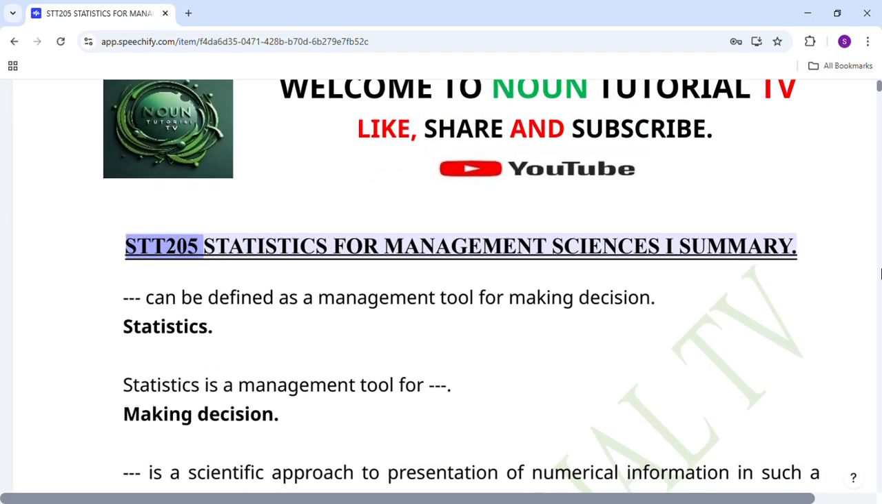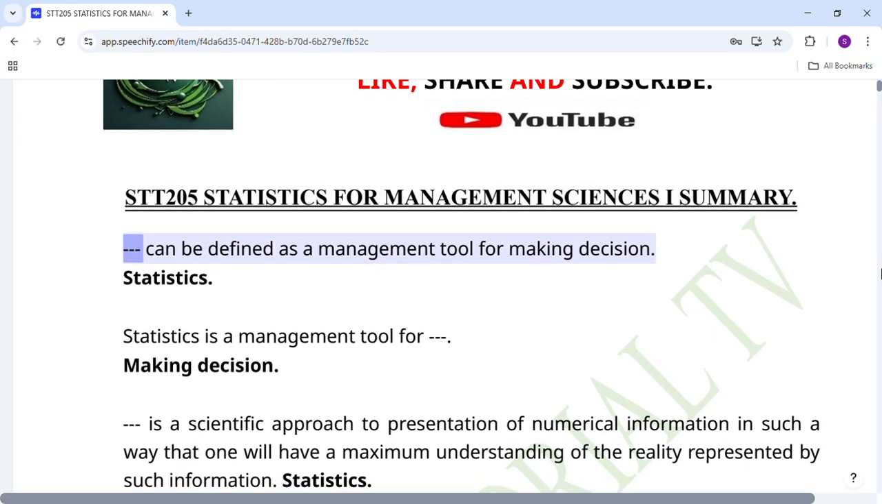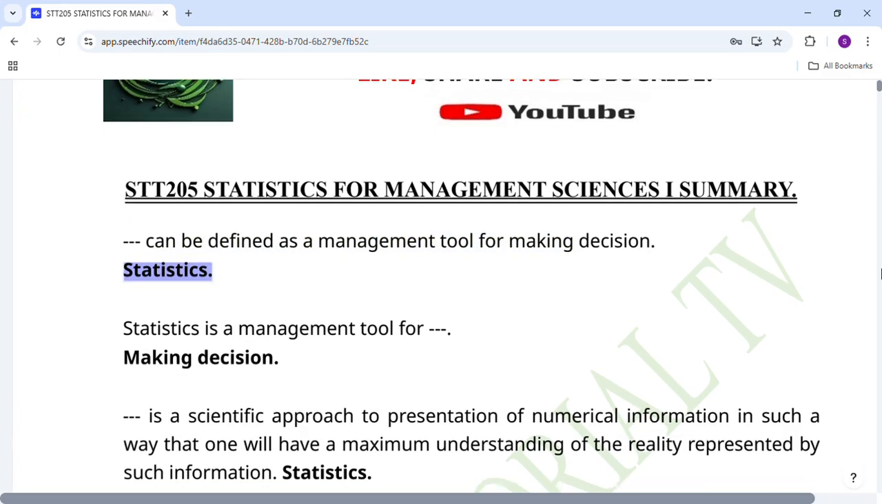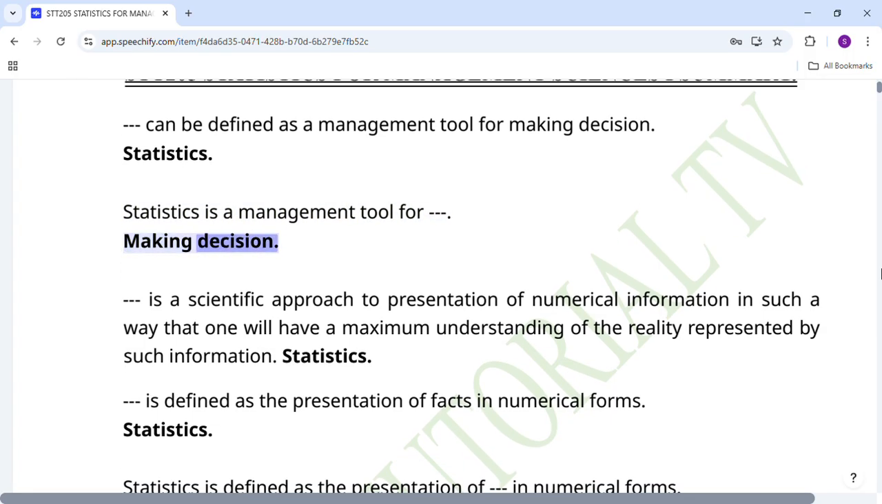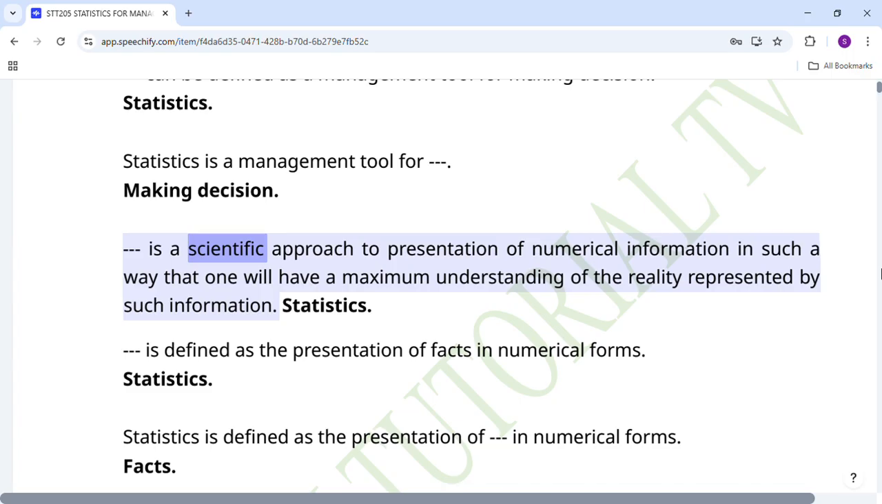STT205 Statistics for Management Sciences I Summary. Statistics can be defined as a management tool for making decision. Statistics is a scientific approach to presentation of numerical information in such a way that one will have a maximum understanding of the reality represented by such information.